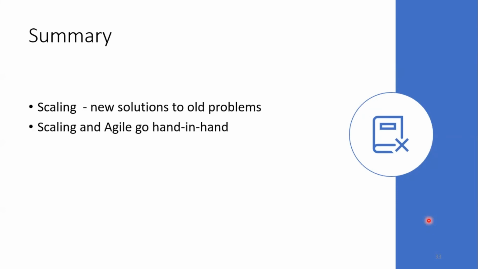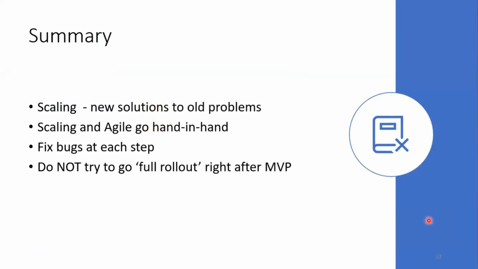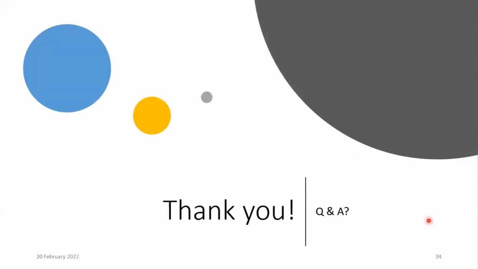So quickly concluding, scaling, as we saw, requires new solutions to old problems, and scaling and agile go hand in hand when you take one step at a time. Fix bugs at each step. Do not try to go right to full rollout straight from designing or creating the feature. There will be so many problems that you will be overwhelmed, and what is actually a successful feature or a successful rollout will seem like a failure, right? And with that, we come to the end of this presentation, and I can take any further questions as required.